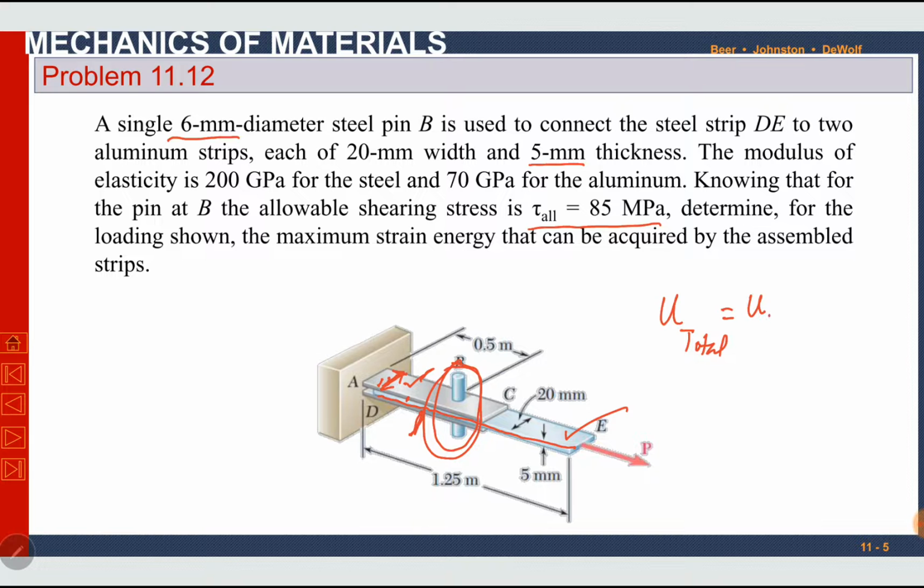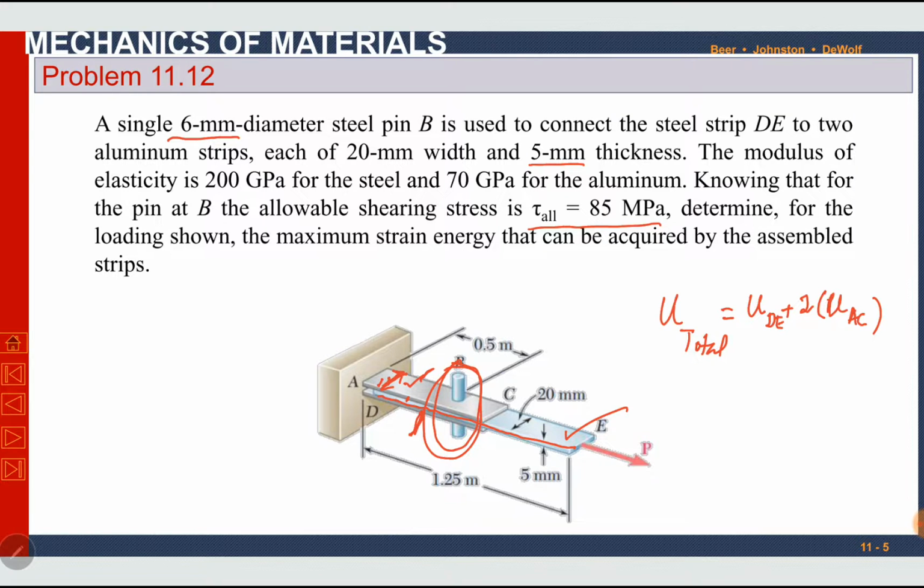U total will be the sum of U DE, the steel plate, plus 2 times U AC, the aluminum plates. So the energy of plate DE plus 2 times the energy of plates AC. There are 2 plates like AC, aluminum plates. So we will find their strain energy and then add up.